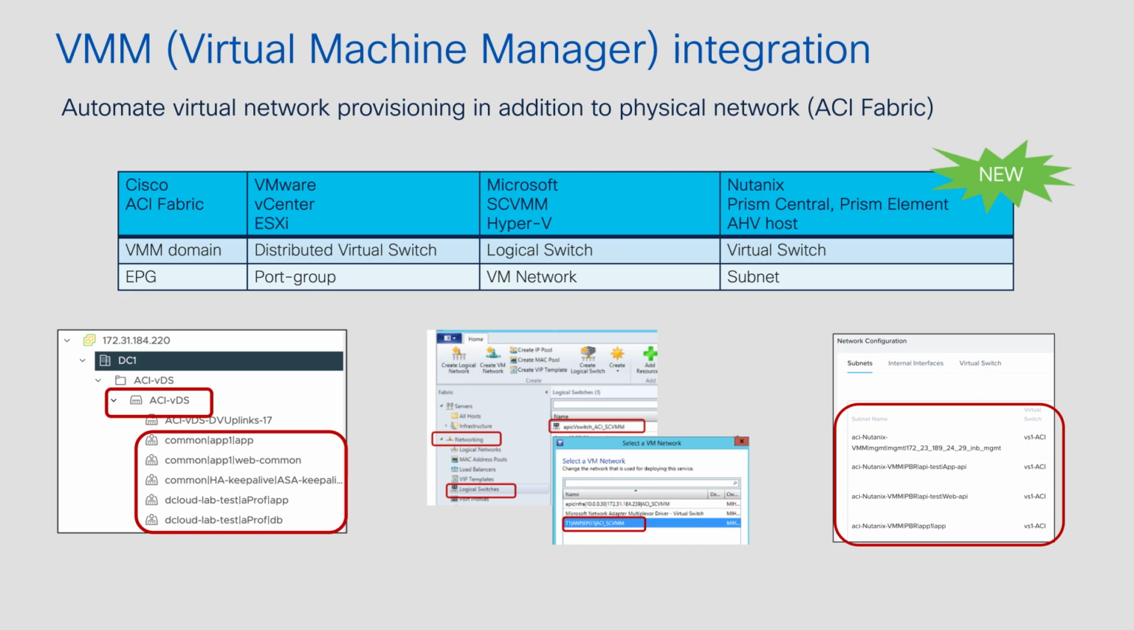In the case of VMware VMM domain, Cisco APIC manages VMware distributed virtual switch and port groups. In the case of Microsoft SC-VMM domain, Cisco APIC manages logical switch and VM networks, which are equivalent to distributed virtual switch and port groups. In the case of Nutanix VMM domain, Cisco APIC manages virtual switch and subnets.